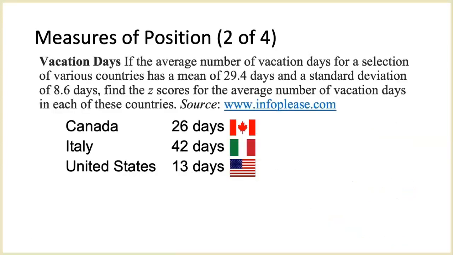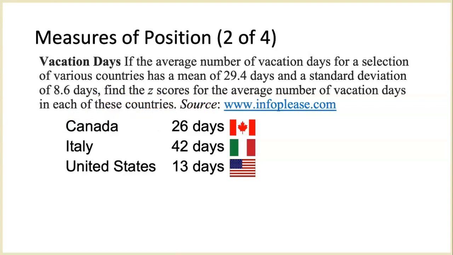And here in this example, we are going to calculate the z-score for each of these three countries and kind of compare those values together. So we have the average number of vacation days for a selection of various countries has a mean of 29.4 days and a standard deviation of 8.6 days. And we would like to find the z-scores for the average number of vacation days in each of these countries.